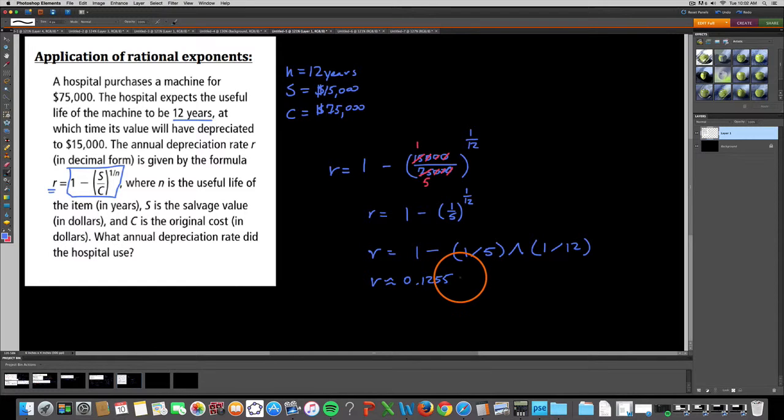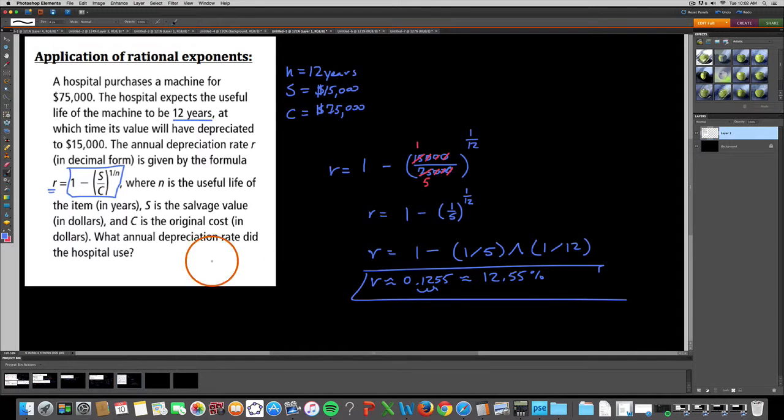0.1255. The reason why I went out 4 decimal places is because if this is a rate as a decimal, then the actual rate as a percentage, as we move our decimal back to the right 2 places, would be 12.55%. So to answer this question, what annual depreciation rate did the hospital use? The hospital must have used an annual depreciation rate of 12.55%. Cheers.